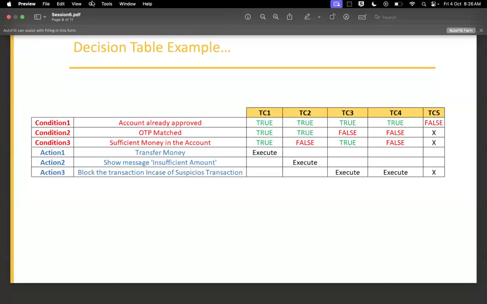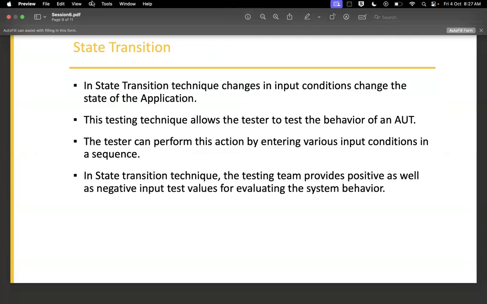Based on those conditions and actions, we have a total of 6 test cases, guys. TC1 is saying that all three conditions are true. What will happen? TC2, test case 2, is saying that two of the conditions are true and the third condition is false. What will happen? TC3 is saying that the account is approved but the OTP is not matching, correct? So based on the permutation and combination for the condition part, we generate our respective test cases, guys. Clear?